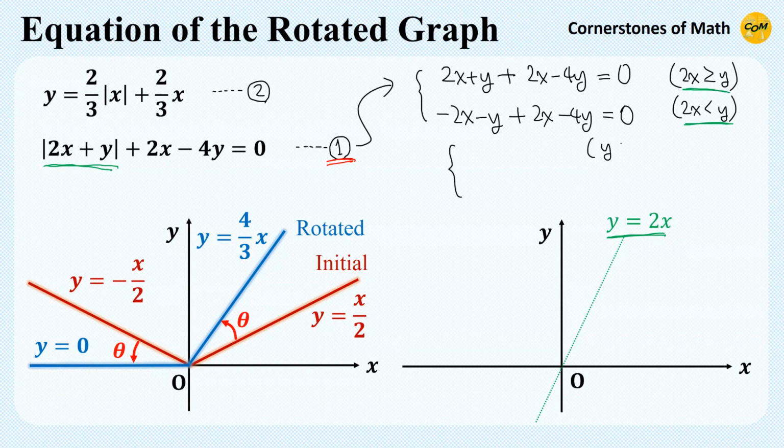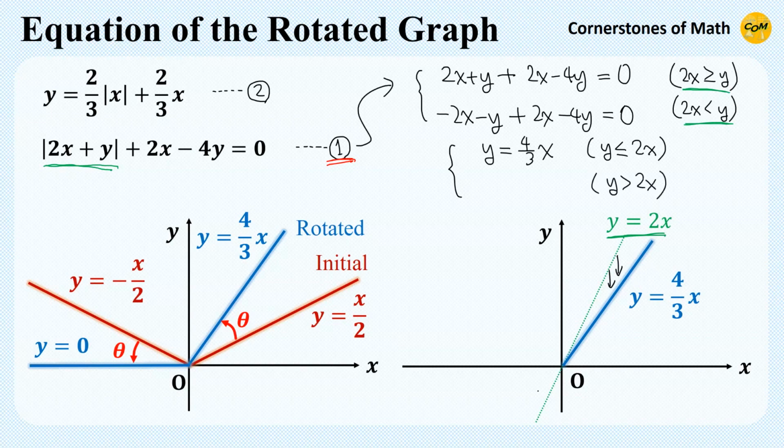The first case is where y is less than or equal to 2x, so below this line, then you can see that the equation becomes y equals 4 over 3 x. So below the line y equals 2x, we have the graph of y equals 4 over 3 x. And for the second case, that is, above this line y equals 2x, then you can easily see that the equation becomes y equals 0. So above the line y equals 2x, we have y equals 0.